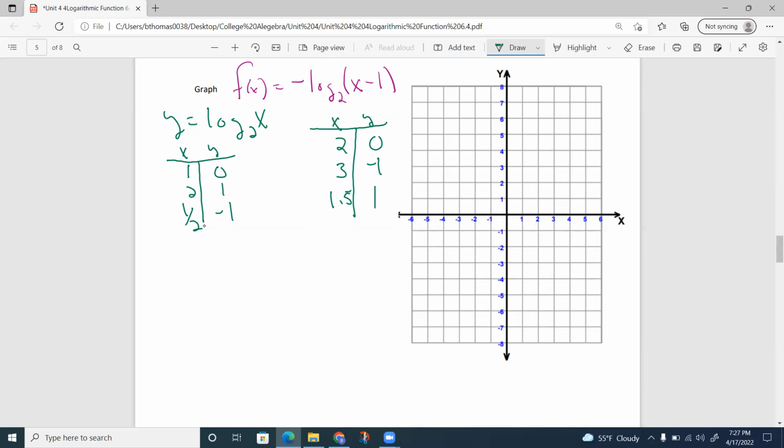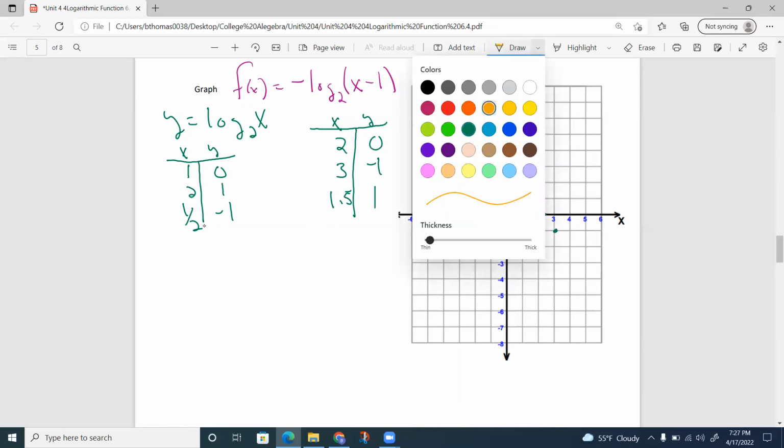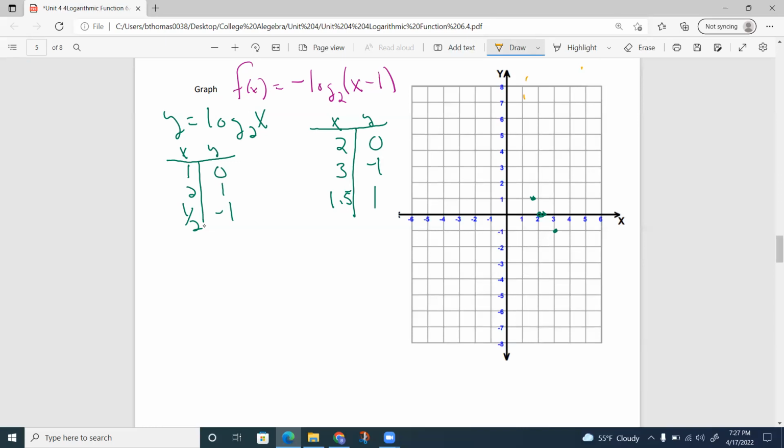So when I graph this, we have now 2, 0, 3, -1, and we have 1.5, 1. So we have that kind of going on. So what I've got to pick up on is what's going on here. Well, notice that also, if there's a shift in the x's, the asymptote has to also shift over 1 as well. So the asymptote that was at 0 now moves over to x = 1. So now we kind of see this graph here.